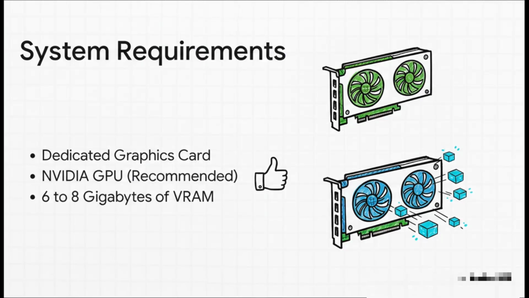Okay, here are the basics. You're definitely going to need a dedicated graphics card. And for the best compatibility, NVIDIA is really the way to go. But the most important thing, the one spec that matters more than anything else, is VRAM. You can think of it like your graphics card's personal short-term memory. And for AI, it is king.